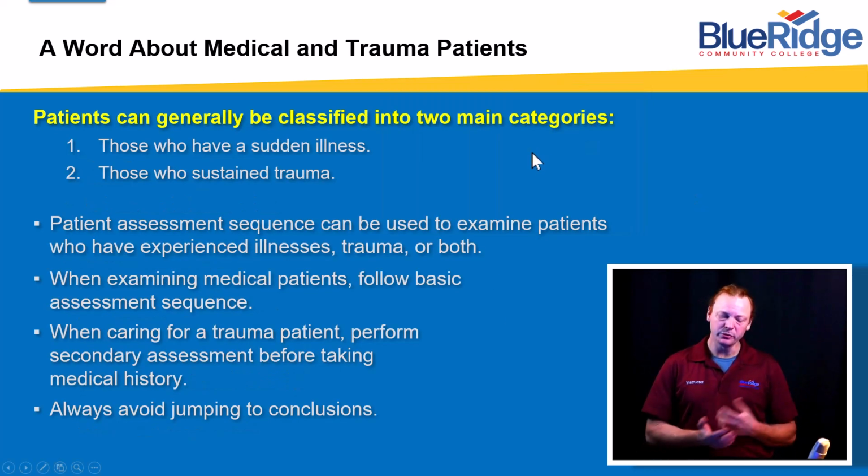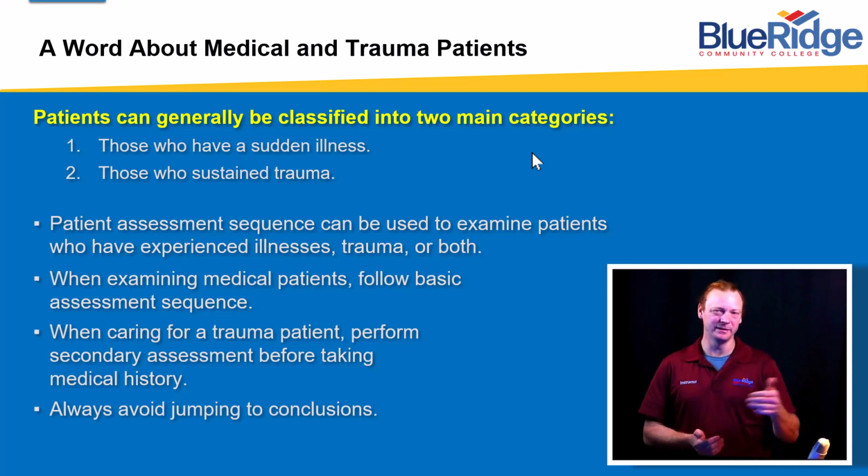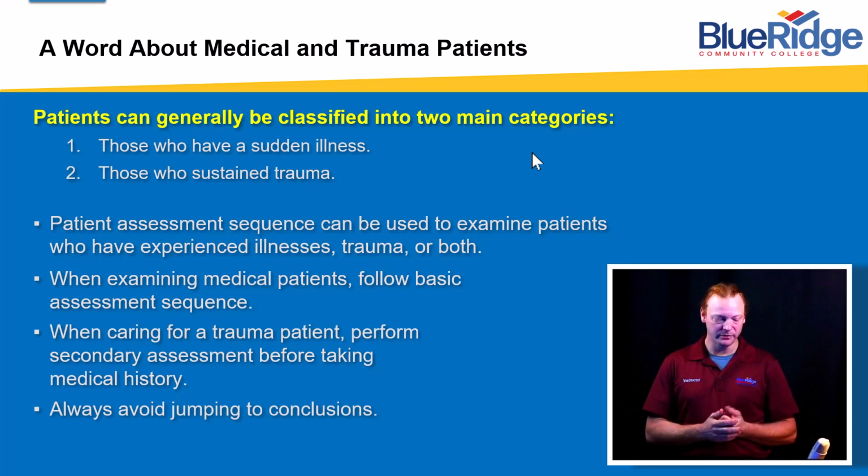So patients can generally be classified into two main categories: those who have had sudden illness or those who have sustained trauma. You could kind of add on a third for chronic illness, things that have been going on for a long time. They've maybe been neglected and it's kind of been compounding. And now all of a sudden they've tipped the scales and they've gotten to the point where they need the hospital. The patient assessment sequence can be used to examine patients who have experienced illness, trauma, or both.